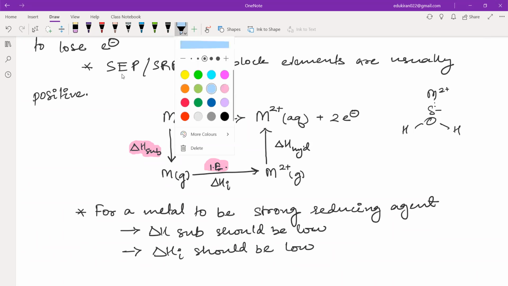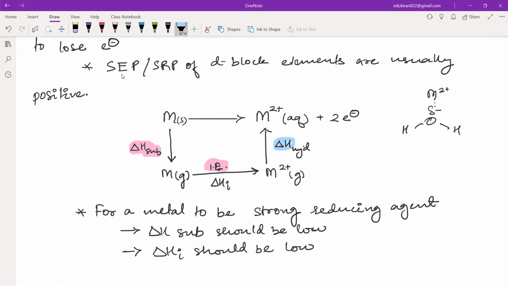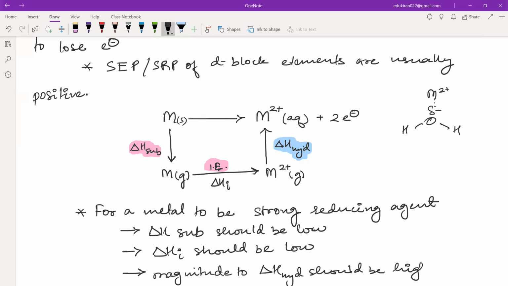It is a stabilizing effect, because there are attractions involved. If we have more hydration enthalpy, that means that particular hydrated ion is more stable. So the magnitude of delta H hydration should be high.